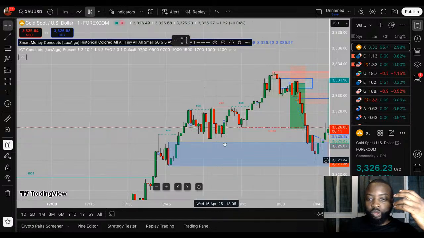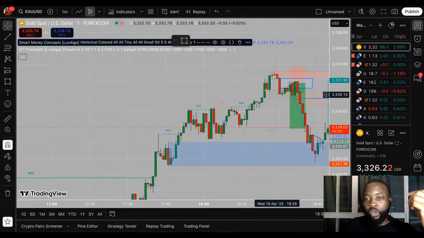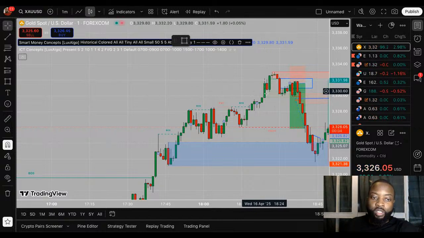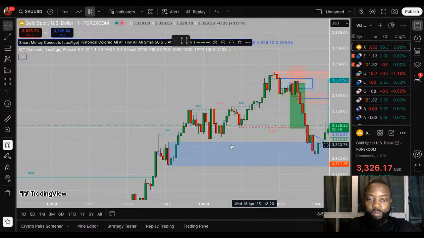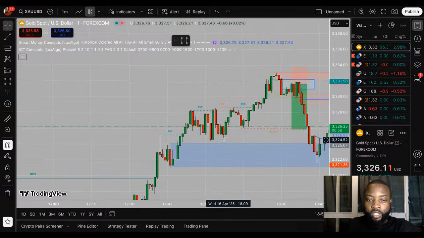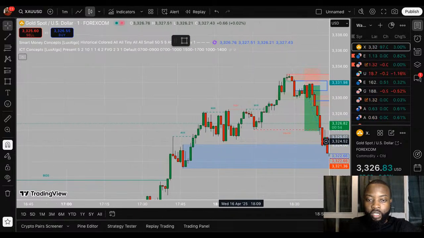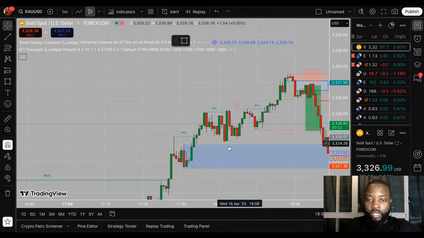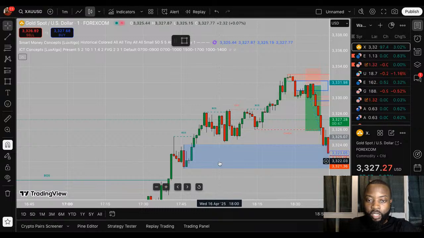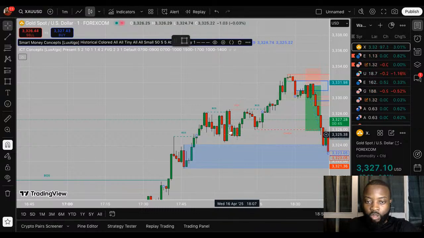Remember the pattern we're looking for. At the top we need to have this type of pattern, this continuation pattern. Let's look at this continuation pattern again, if we can see it. Okay, we have it here. We have a bearish inside bar, bearish again.